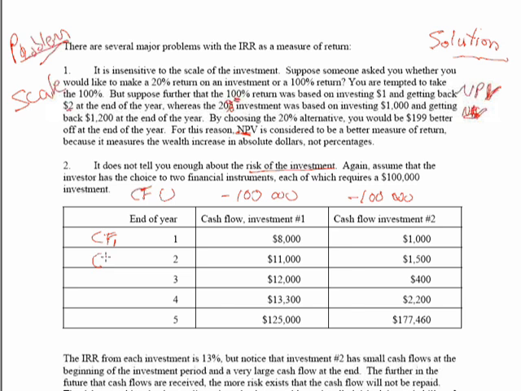You could pause the tape now and enter cash flow 1, 8,000 for the first investment, cash flow 2 of 11,000, cash flow 3 of 12,000, cash flow 4, CF4, of 13,300, and cash flow 5 of 125,000 for the first investment. Go ahead and compute internal rate of return, and you should see that the IRR on this investment is 13%.